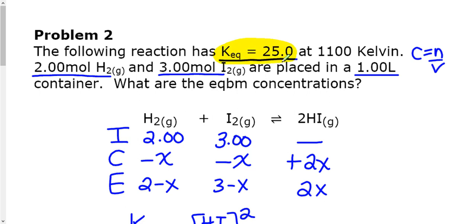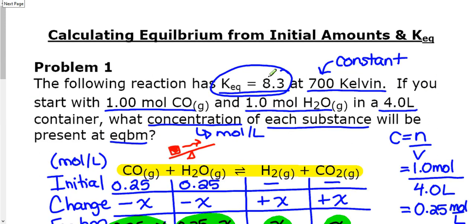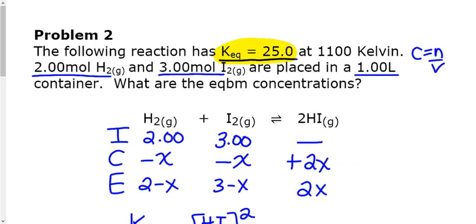So problem 2, K value is 25, that's greater than 1. If we go back to problem 1 for a minute, the one we just solved previously, this also has a K value greater than 1 at 8.3. If you remember when we talked about K values from lesson 1, if K is greater than 1, it's going to favor the products.